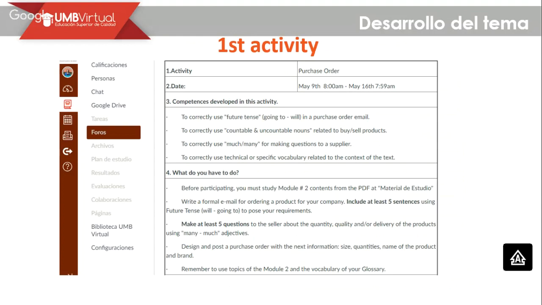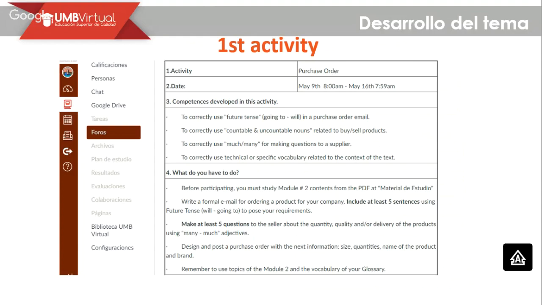5 sentences, or at least. Make at least 5 questions. Ahora, luego van a hacer 5 preguntas al vendedor, to the seller, about the quantity, acerca de la cantidad. And that's it. So, remember that when you talk about different kinds of products, if you really want to express the quantity, you have to be careful with the use of many, much, few, some, any.